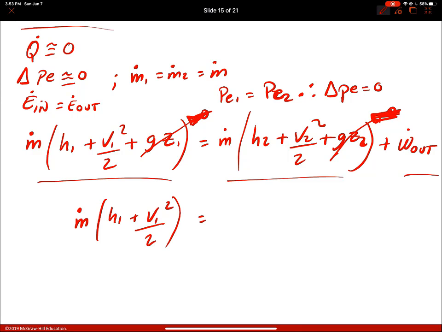equals work out, sorry, work out plus mass flow rate that multiplies H2 plus V2 squared divided by 2.